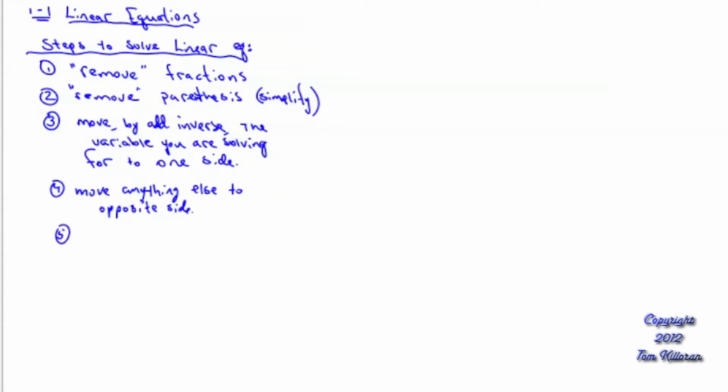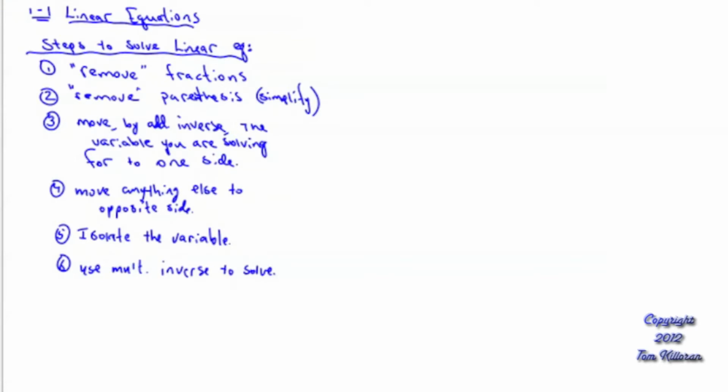Step 5, isolate the variable. Sometimes it's already isolated at this point. Sometimes it's all pretty much by itself. And then step 6, usually use multiplicative inverse to solve. Not all the time, but for the most part, you'll use the multiplicative inverse.